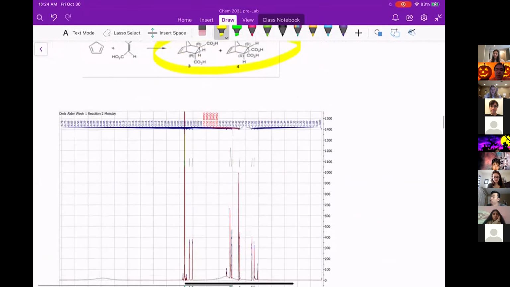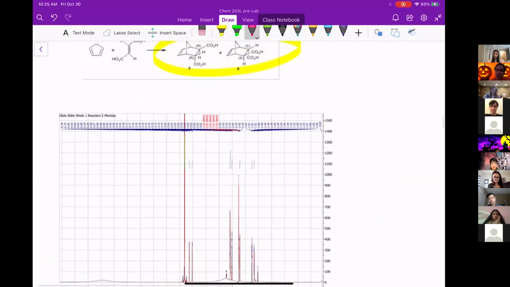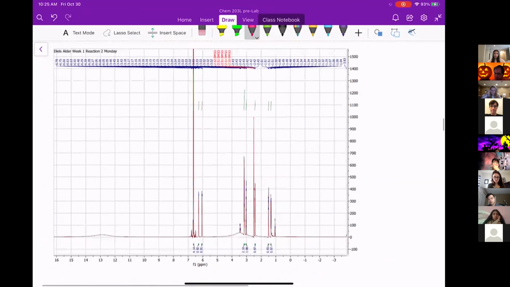All right, so let's look at this molecule here. So we're going to try to assign this.